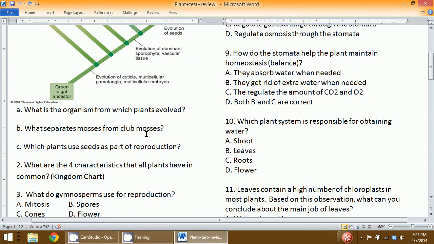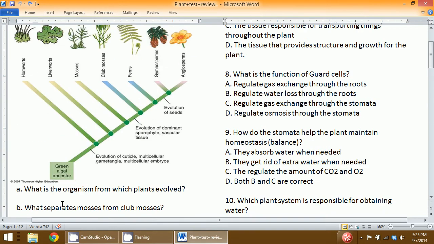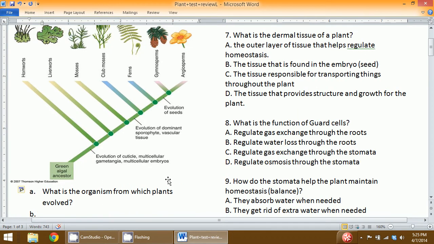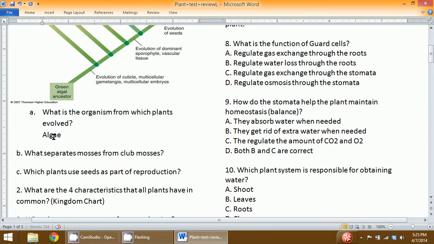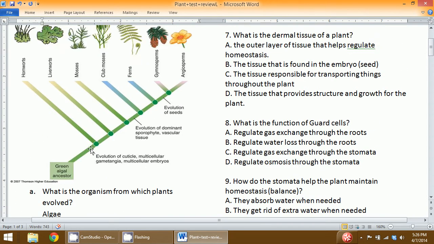Okay, so let's go answer some questions. What is the organism from which plants evolved? Well, that's going to be algae. And if you would just jump to this question, what you're going to find out is I went through the picture beforehand, so go back to that picture.